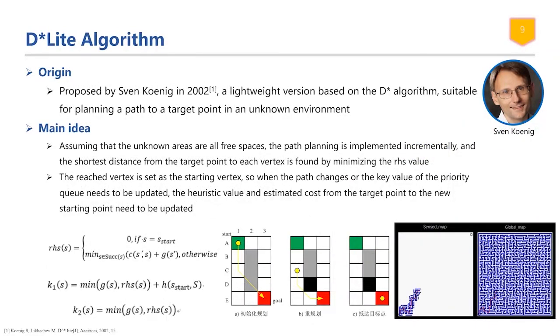The D-Star Lite algorithm proposed in 2002 is a lightweight version based on the D-Star algorithm, suitable for planning a path to a target point in an unknown environment. The main idea of this algorithm is assuming that the unknown areas are all free space. The path planning is implemented incrementally, and the shortest distance from the target point to each vertex is found by minimizing the RHS value.